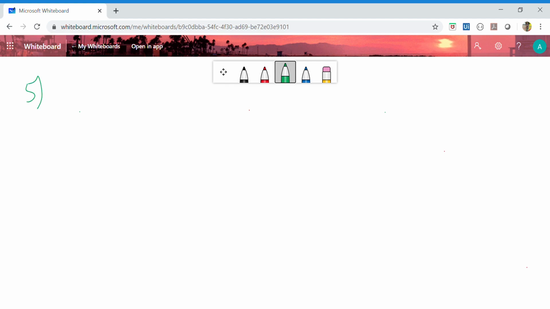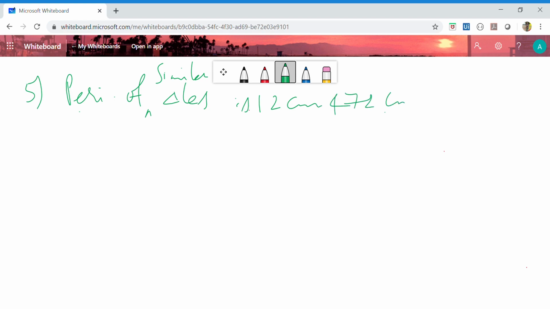Next, fifth question. The perimeters of two similar triangles are 12 centimeters and 72 centimeters. If the area of one of the similar triangles is 6 centimeter square, then find out the area of the bigger triangle.